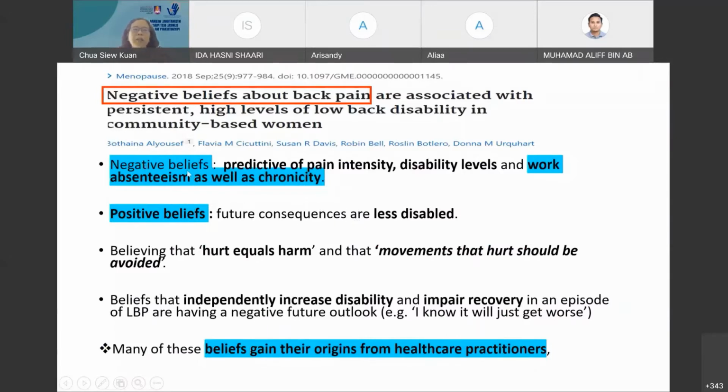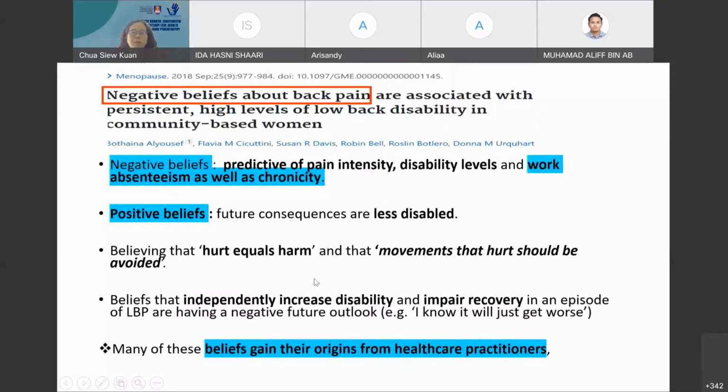Because studies have shown that if you have negative belief, it predicts your pain intensity. So if your negative belief is strong, the pain will stay in your mind longer, and it will contribute to a high disability level, and if you are working, it will increase work absenteeism, as well as the chronicity of your condition. Those who have positive belief, research found, are less disabled compared to those who have a negative belief.